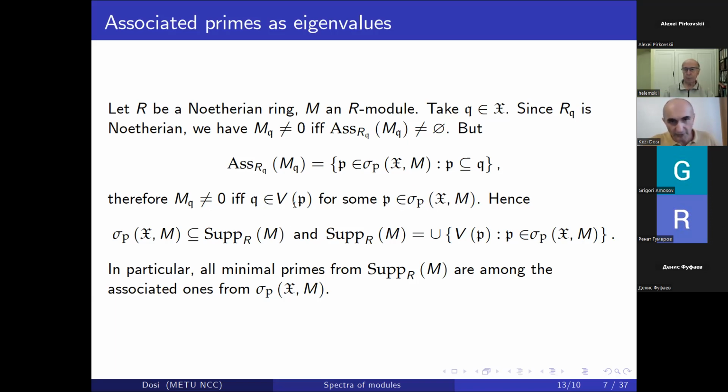In particular, you can apply Q equals P, so all associated primes are actually support primes. So the point spectrum belongs to my support. And the support can be expanded as a union of all the sets V(P). So every support prime contains some prime P. Or you can say that every spectral value contains an element from the point spectrum. In particular, minimal primes from here will be among this point spectrum, the minimal primes.